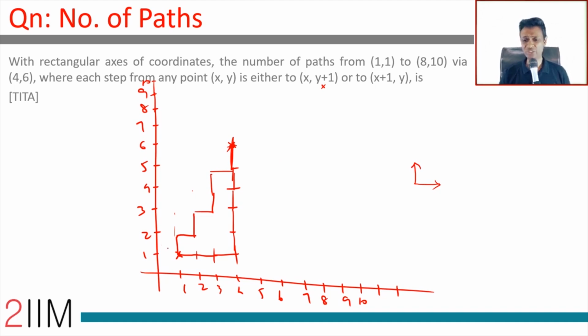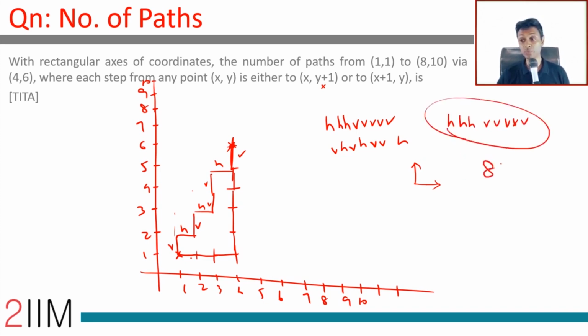I'm going to use a very interesting method. I'm going to call this a vertical step and this a horizontal step. So this first sequence will be h, h, h, v, v, v, v, v. The second sequence will be v, h, v, h, v, v, h. All possible such variants we must count. How will we count that? Effectively, h, h, h, v, v, v, v, v. In how many ways can this be rearranged? This we know is 8 factorial by 3 factorial into 5 factorial.